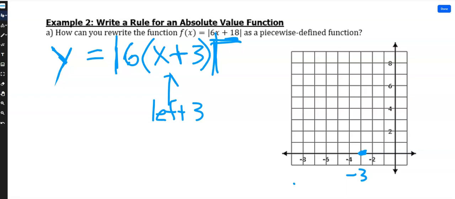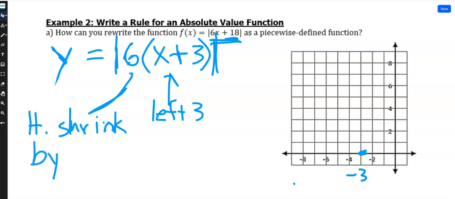They did do a horizontal shrink. Horizontal shrink, right? Because we said that changes on x were always backwards. So that would be a horizontal shrink by 1 over 6. So it's coming together. It's really, really going to be shrinking in, real tight, right? You're pushing all the values together towards -3.